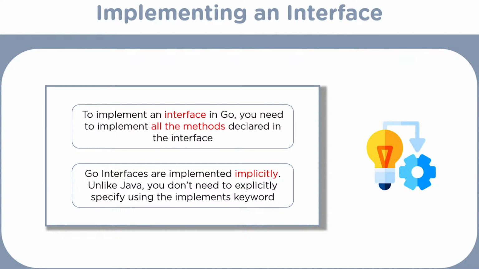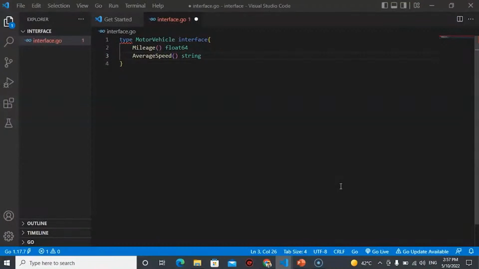Now, let's look at a practical use of the interface. We will write a simple program in Visual Studio Code that would calculate the total mileage for a person based on the individual mileage of his cars. For brevity, we have assumed that distance covered is in kilometers and fuel used will be in liters. So let's move to Visual Studio Code and start writing the program.